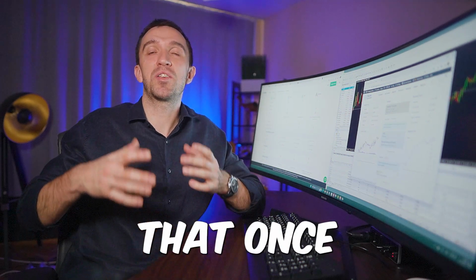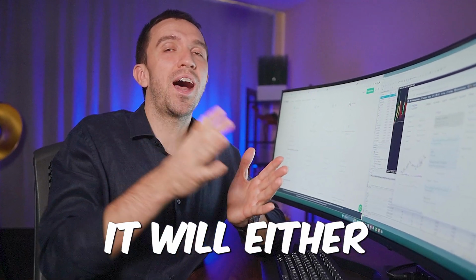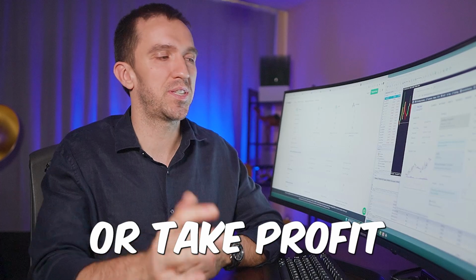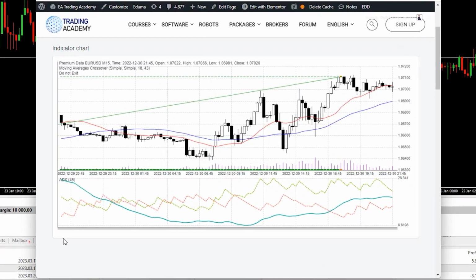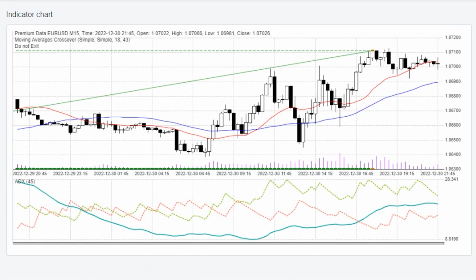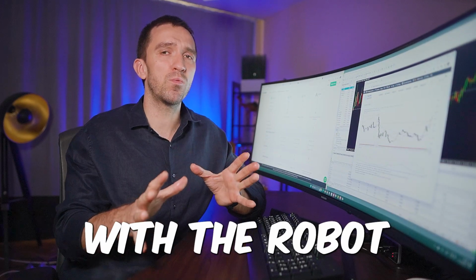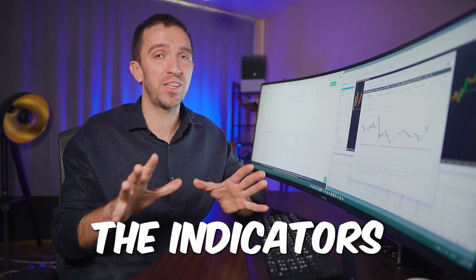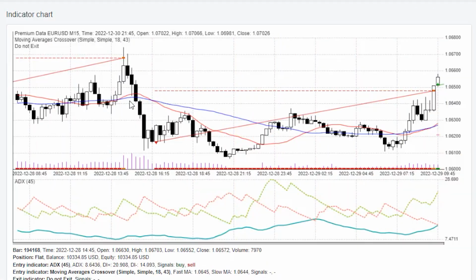3. We don't have an exit condition, which means that once the trade is open, it will either hit the stop loss or the take profit. And let me show the indicator chart. So I won't be placing the indicators over Metatrader. And by the way, if you're trading with a robot, you don't need to put any of the indicators on the chart. You can leave it as it is.